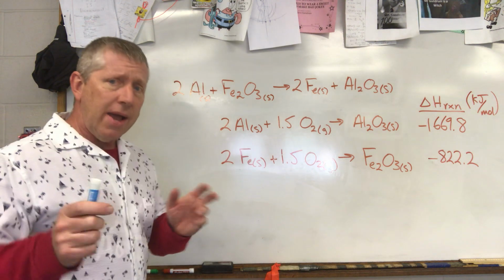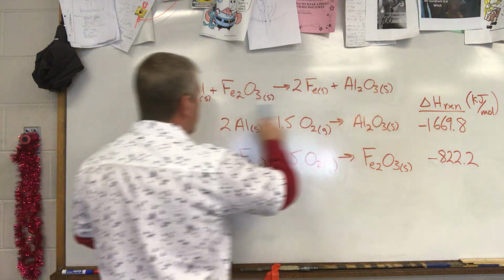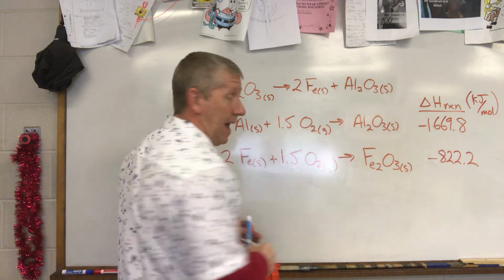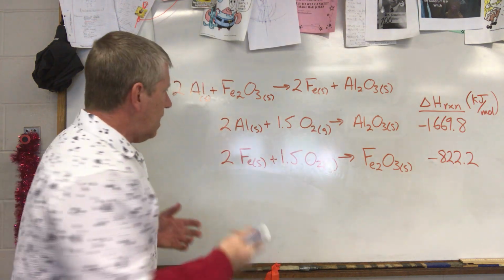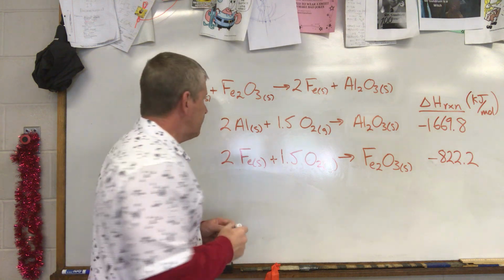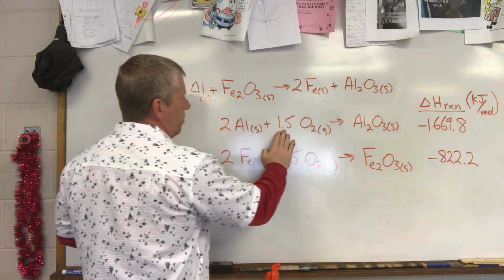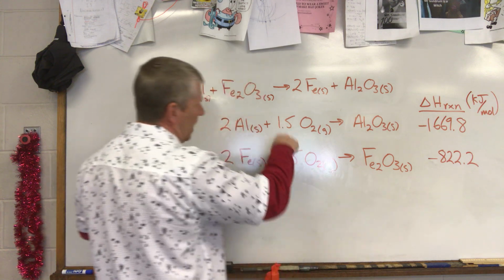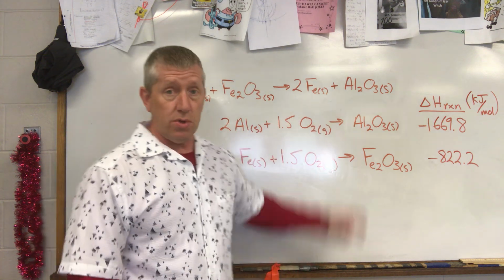Okay, so here I have written the overall reaction of what we're trying to find. Here I have written what are called 2 half reactions, 2 intermediate steps of the overall reaction. So this says that aluminum plus oxygen makes aluminum oxide. This is iron plus oxygen makes iron oxide. Don't freak out about the 1.5s. It's a balanced reaction. You can check it.